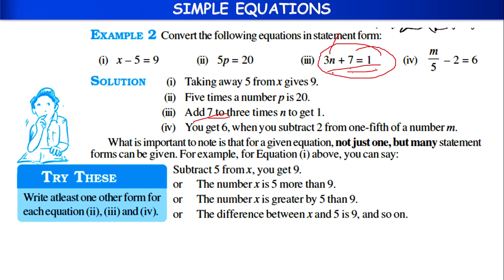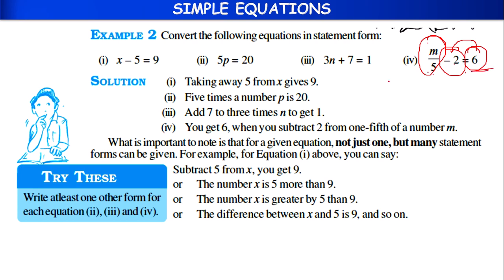Or, we are adding 7 to what? 3 times a number to get 1. So add 7 to 3 times n to get 1. Next, m by 5 minus 2 equals 6. It means this m by 5 is 6 more than 2. Or when 2 is subtracted from m by 5, we will get 6.